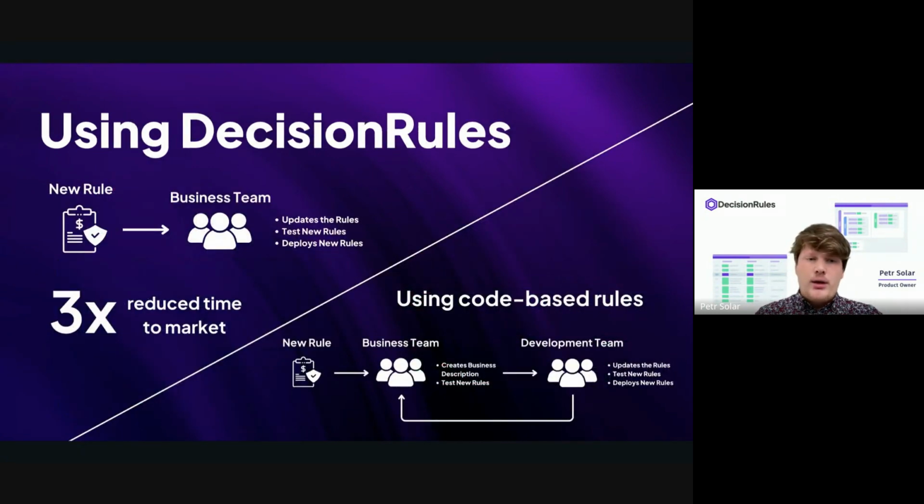Here is a quick example of a standard process when a financial company needs to implement a new rule. In a typical financial company using code-based rules, first the business or product team needs to create a business description for the development team to implement. Then the development team needs to implement, test, and deploy it. Lastly, the business team needs to check whether the deployment and implementation were correct, so they have to test it on their end. You are already getting the idea that this is a cumbersome, hard, and really long process.